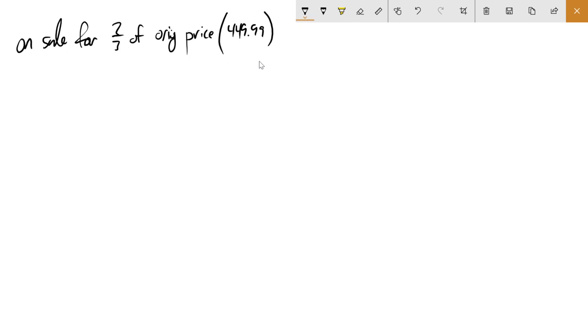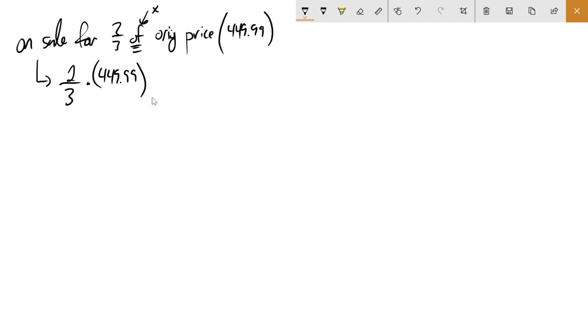So, how do you calculate a fraction of a number? Yeah, so the "of" is a keyword. It means multiplication. So if you want to calculate a fraction of a number, you need to go 449.99 times 2/3. Now, there's 2 ways to do this.